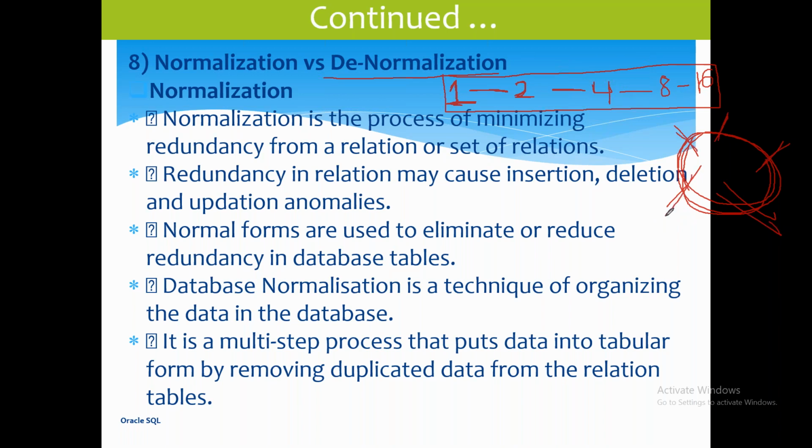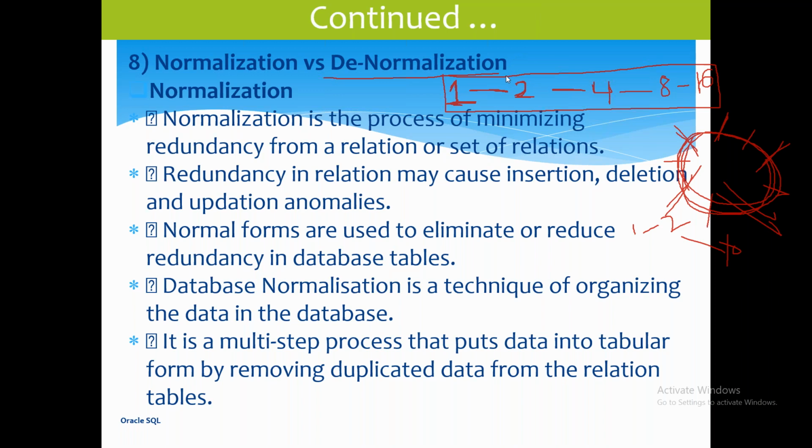Normalization means splitting into multiple parts. Denormalization means combining into a single part or two parts. Suppose it is split into 20 parts or 10 parts, those 10 can be kept in one place or two places. That is called denormalization. So that is normalization and denormalization.